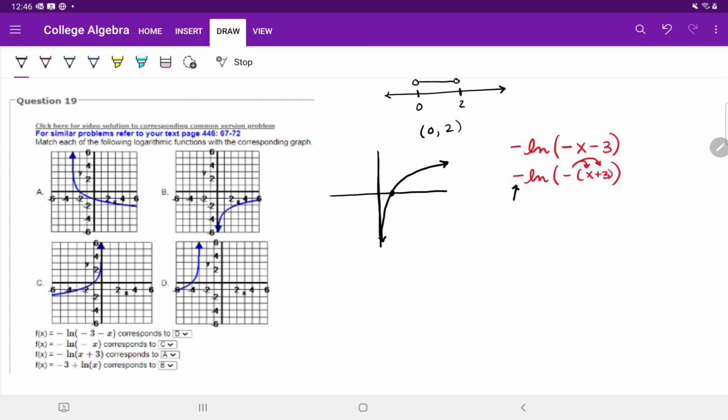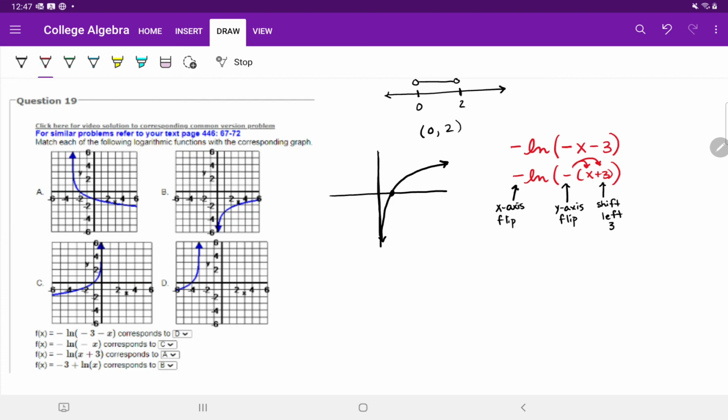So the first negative sign out front, that's an x-axis flip. It flips it upside down. The negative sign on the inside of the function is a y-axis flip. And then finally, the plus 3 inside these parentheses represents a shift left 3. Remember, it's the opposite of what you would expect.